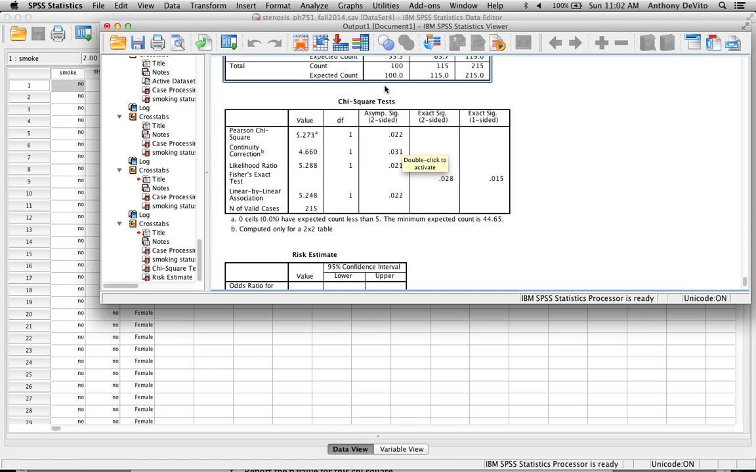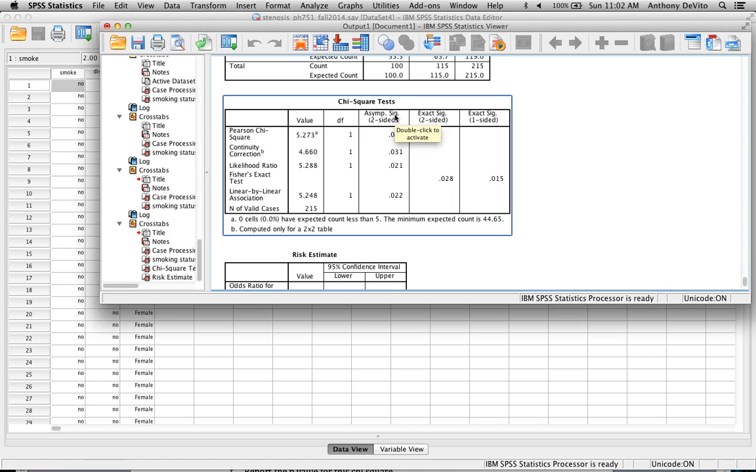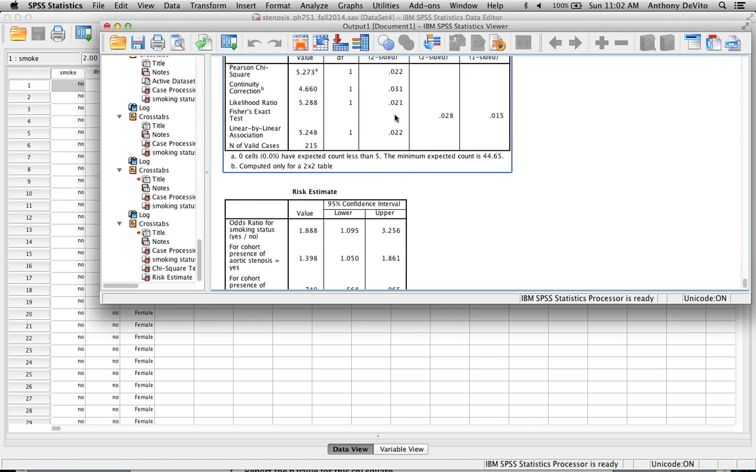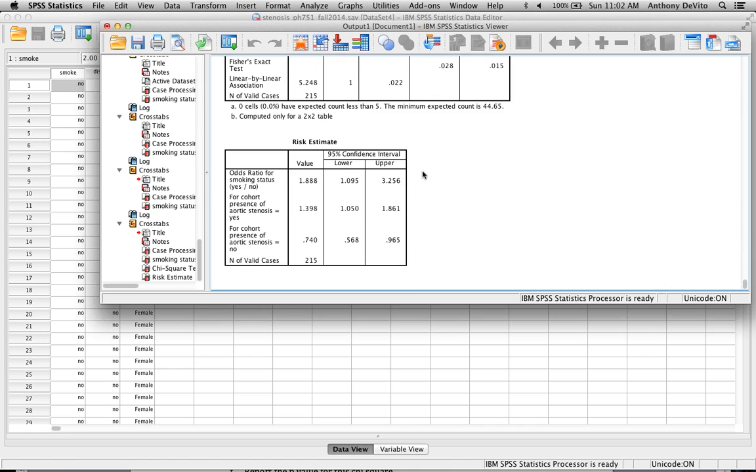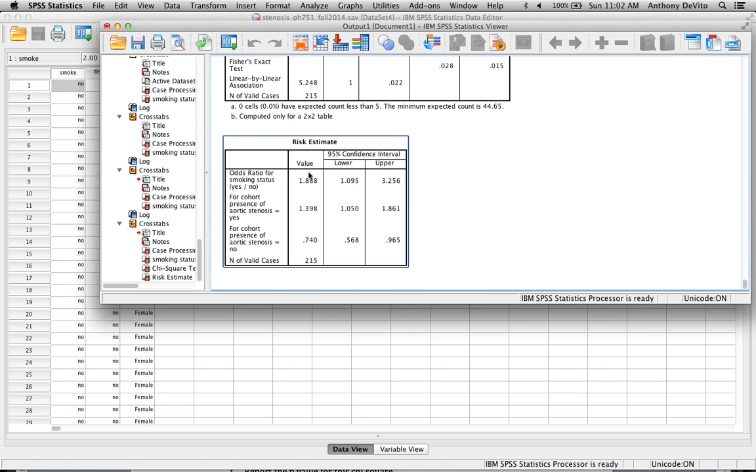I also am going to look at my values for my risk ratio and my odds ratio. Right here it says my odds ratio for smoking status, yes versus no, is 1.88. I estimated that at 1.6, so I was off quite a bit. It was 1.88. That's the number that we calculated for the odds ratio.